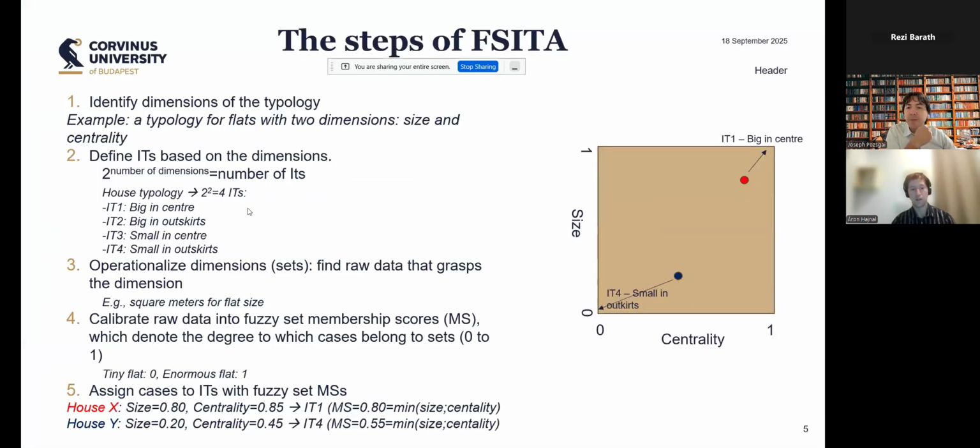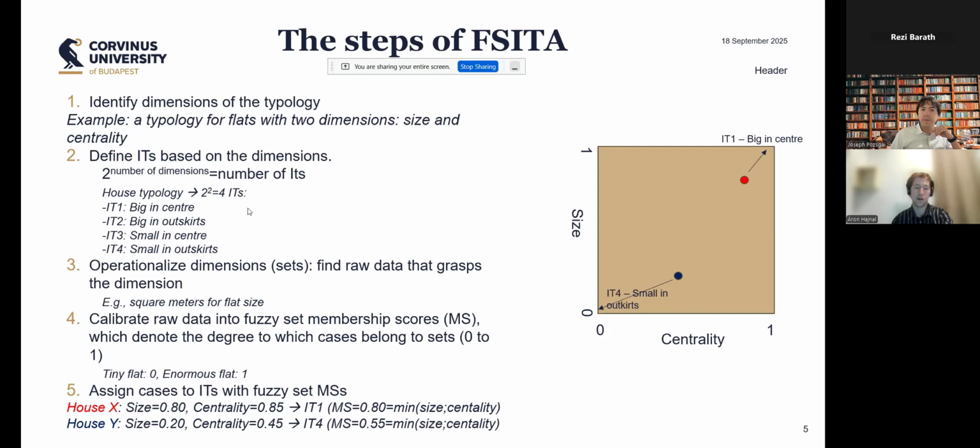Yes, exactly. So we can calculate the membership score of house X to all 4 ideal types, and it will have a very low membership score in the other ideal types. It will have the highest membership score in ideal type 1, but we can calculate the membership score in other ideal types, and basically they will say how similar house X is to the 4 ideal types, with larger numbers indicating more similarity. It is most similar to the first ideal type.